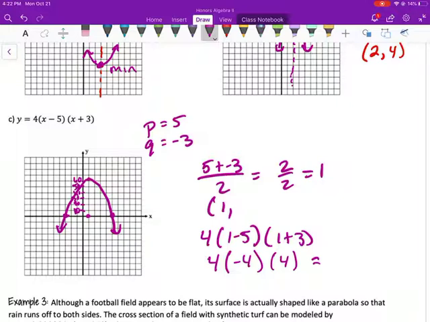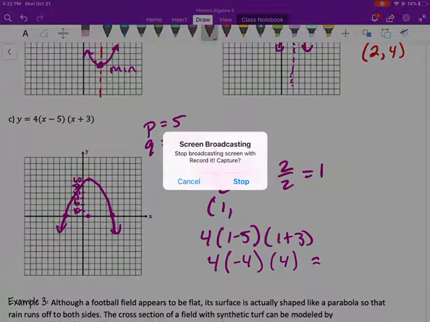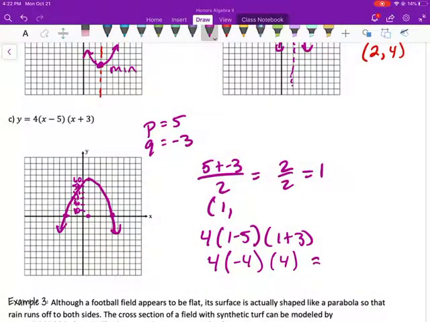And let's double check something. Nope, that should be right. Oh, no, it's totally not right. Sorry. It's not positive 64. It's negative 64. Right? We should be going up, not down.